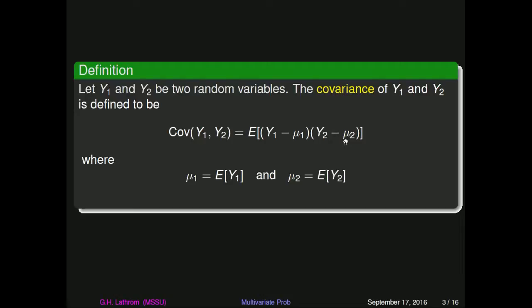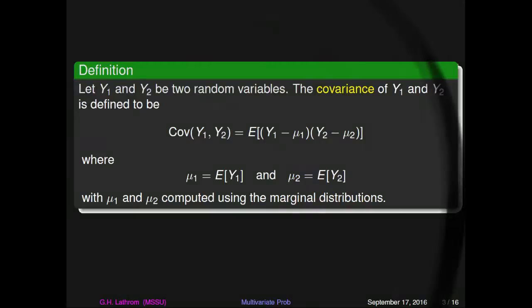Now what are mu sub 1 and mu sub 2? They are the expected value of y sub 1 and the expected value of y sub 2 respectively. When we're calculating the expected values of y sub 1 and y sub 2, these values mu 1 and mu 2 are computed with respect to the marginal distributions, the marginal distribution for y sub 1 and the marginal distribution for y sub 2 that were defined in the previous multivariate video. If you need to, go back and review those marginal distribution definitions.